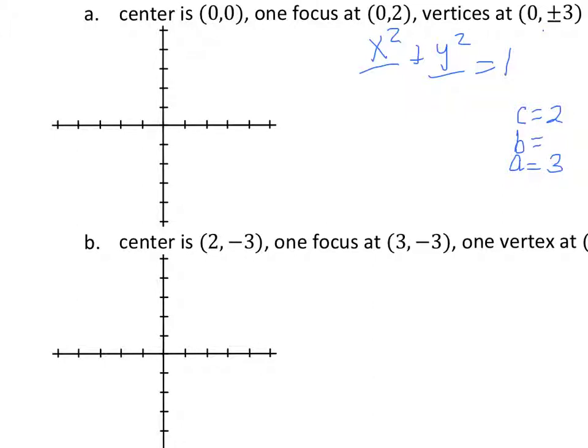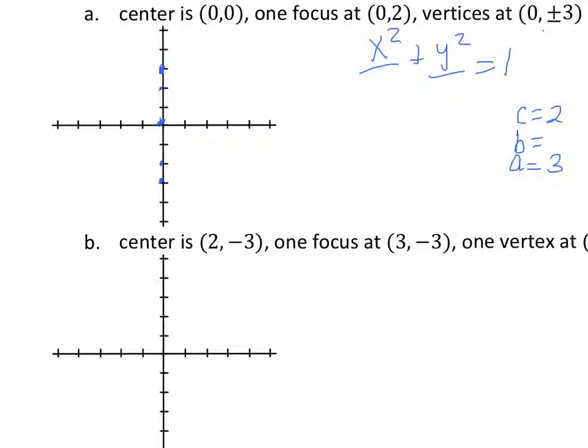Now, which way is our major axis? Vertical, horizontal? It is vertical, correct? Because look where your vertices are. Center's here. Vertices are at (0, 3) and (0, -3). One focus is at (0, 2), which means where's your other focus? (0, -2). Good. So now we've got to figure out B.